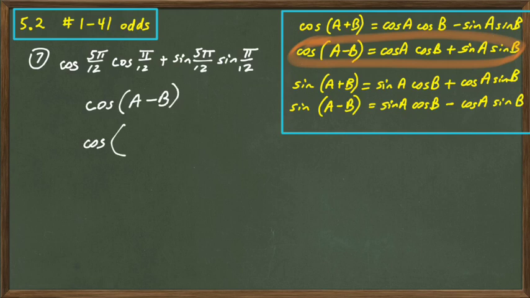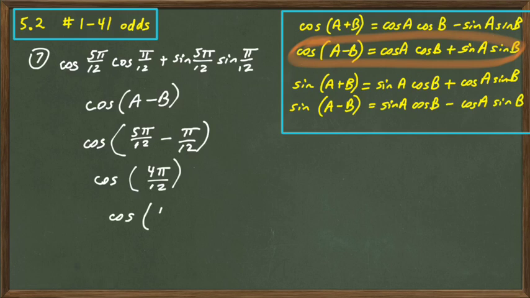So what's A? 5 pi over 12. And minus B, what is B? Pi over 12. 5 twelfths minus 1 twelfth is 4 twelfths. 4 twelfths simplifies to 1/3, or pi over 3. What is the cosine of pi over 3? And that's how we got number 7. We had to use that circled identity.